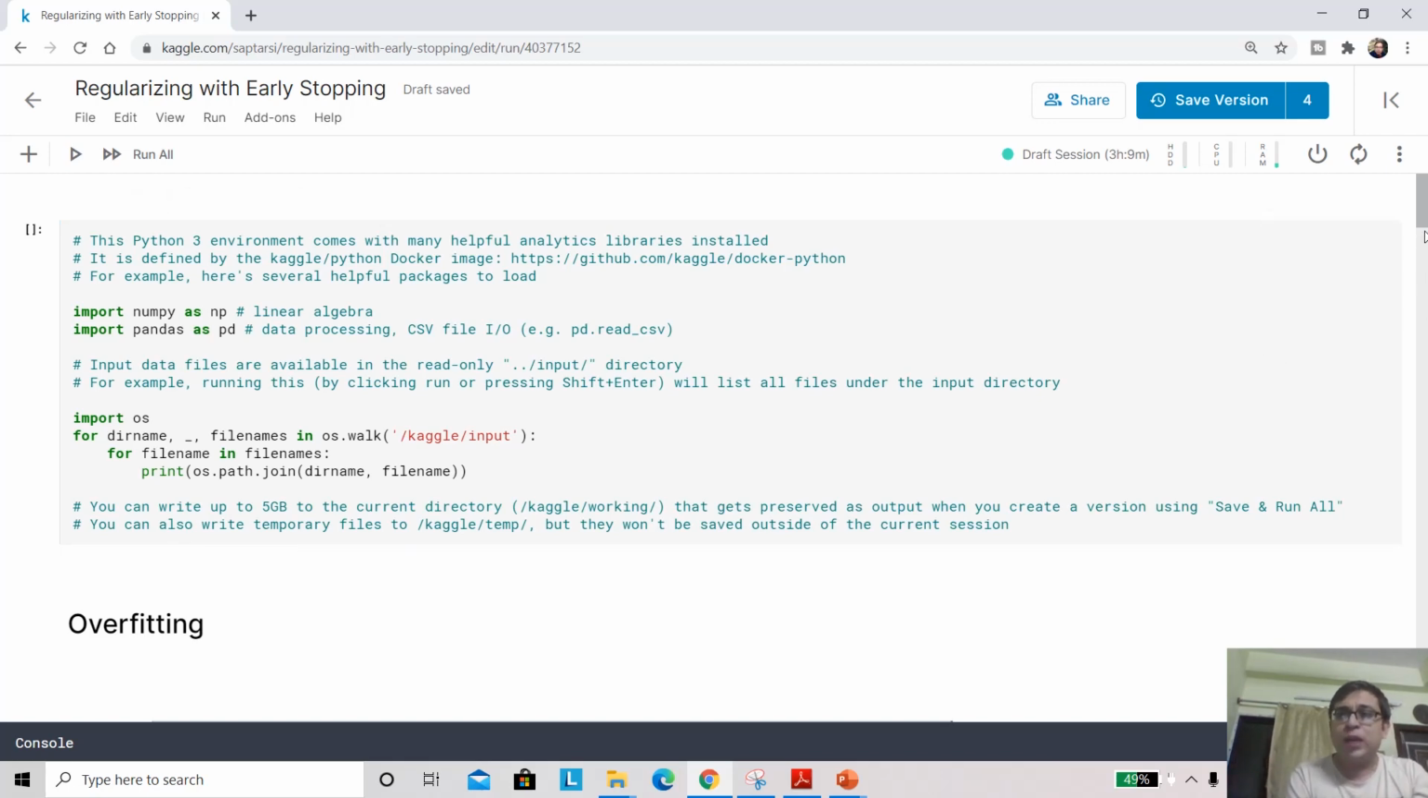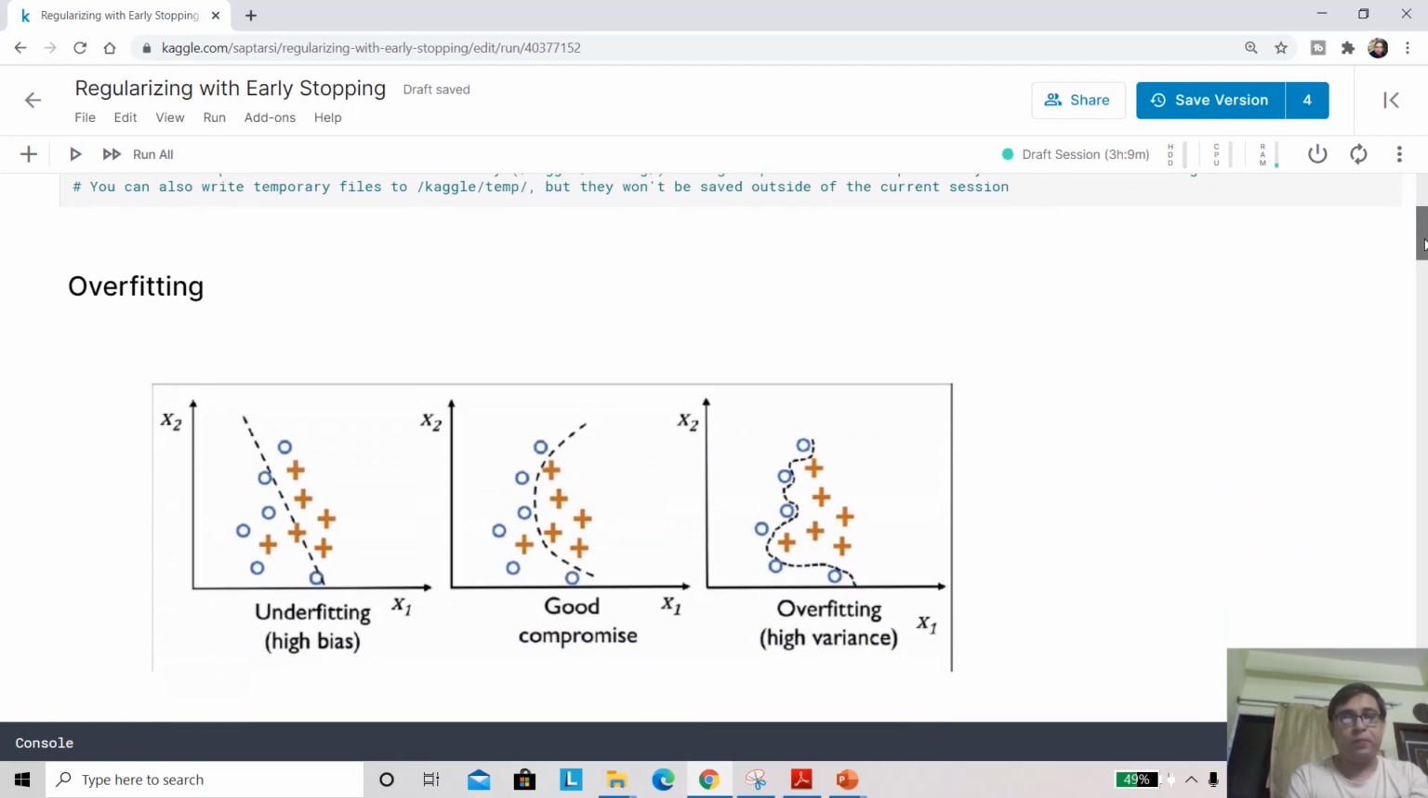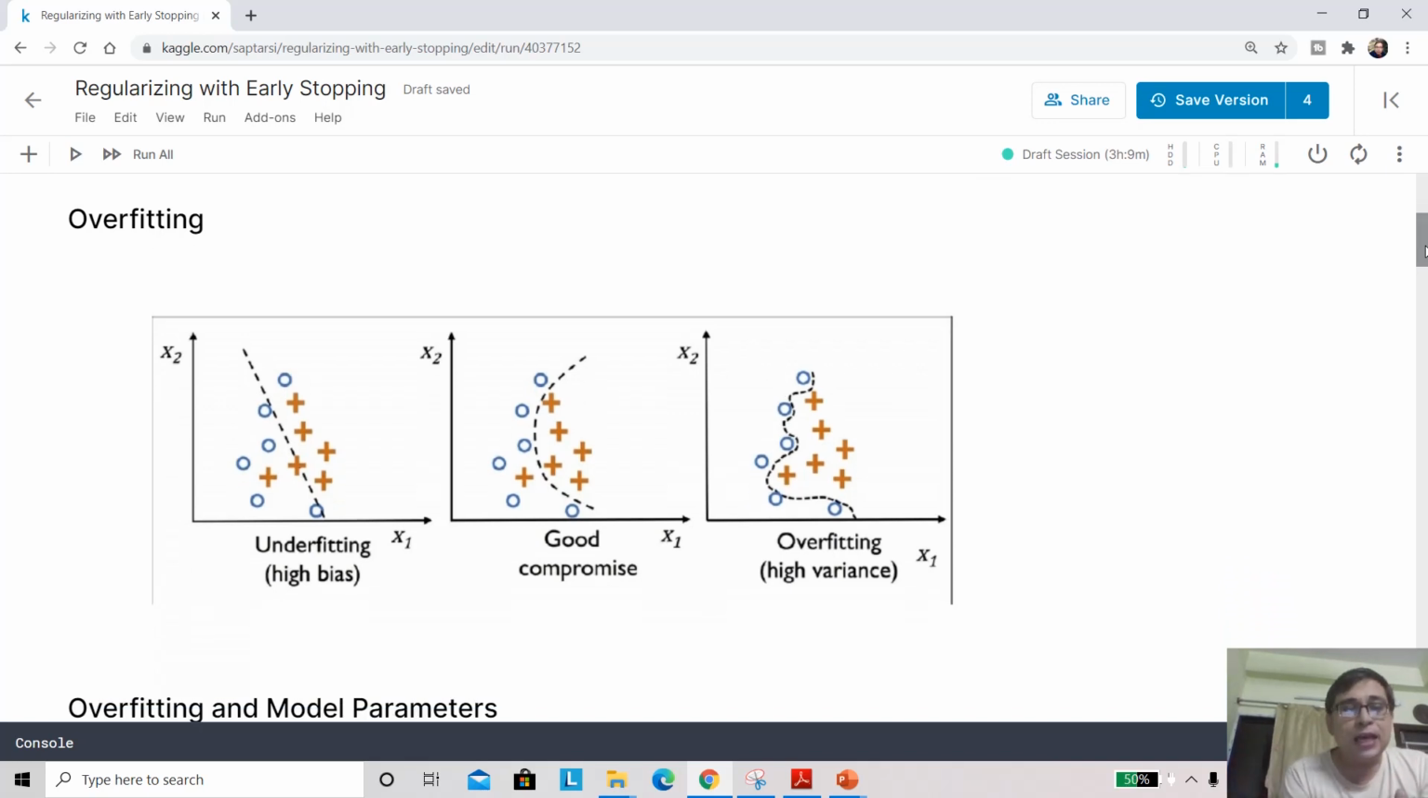Alright, so let's quickly revise what is overfitting. Here, if you see, there are three models being displayed. This is a binary classification problem. The blue circles represent one class and the plus sign represents the other class. All these dotted lines represent the models, or the decision boundary corresponding to the model. At a very initial level, you can have a very simple linear boundary like this, which may not explain the data very well.